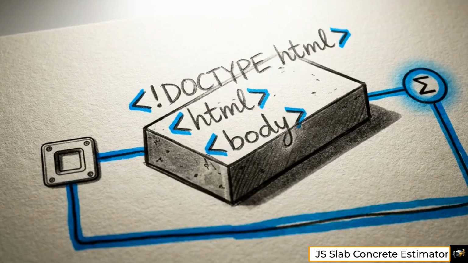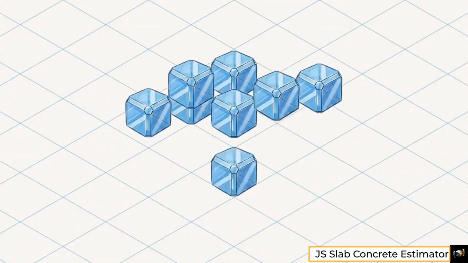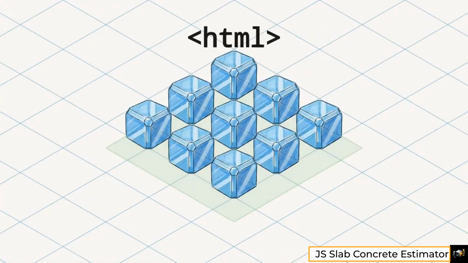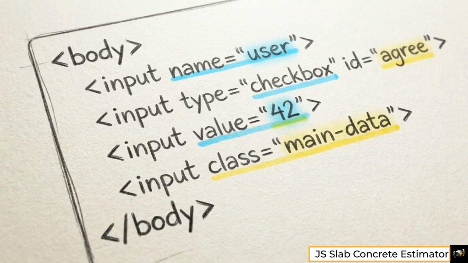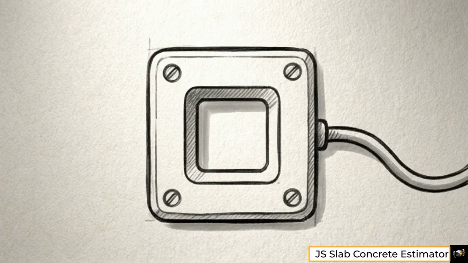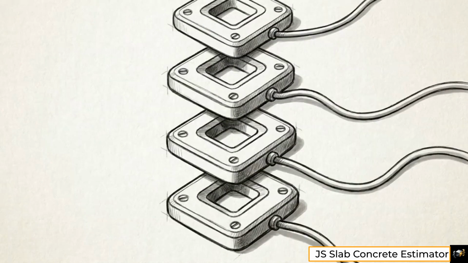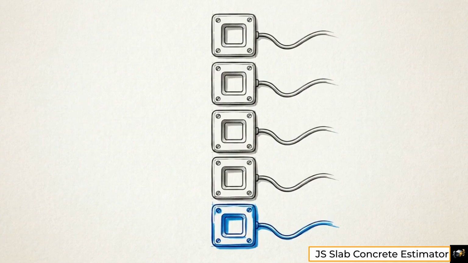Step 1 is building the skeleton. We start with a standard blank HTML document structure. This acts as the foundation where all our specific elements will live. Inside the body tag, we need to add specific input fields to collect the measurements. We set up numeric inputs for the length, the width, the thickness, and the price, plus an input for currency.